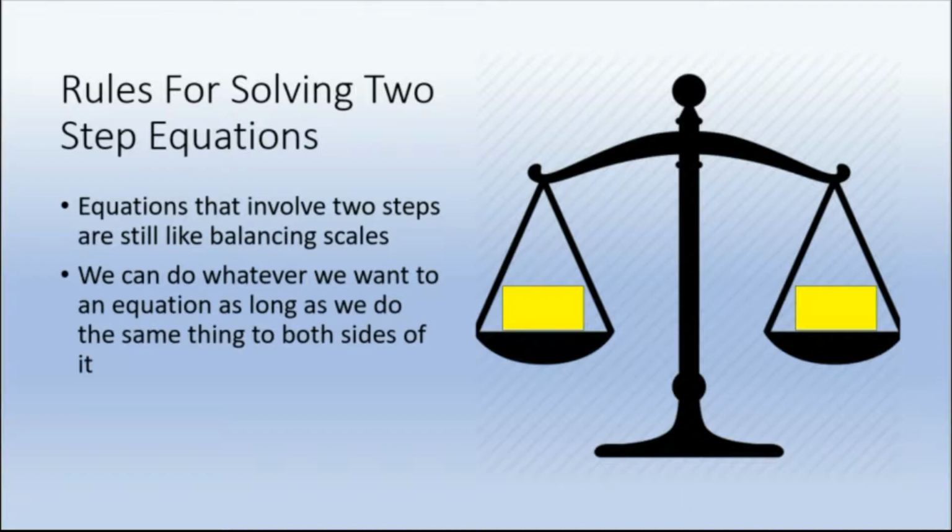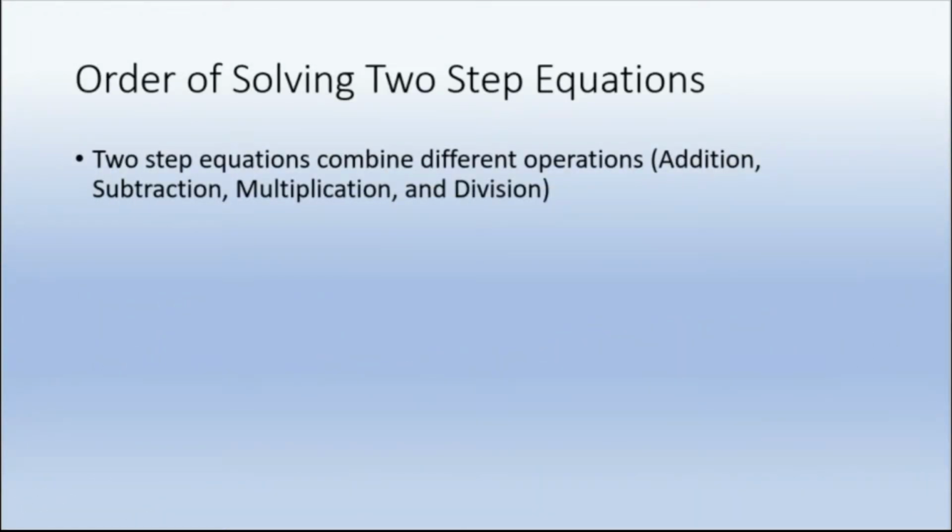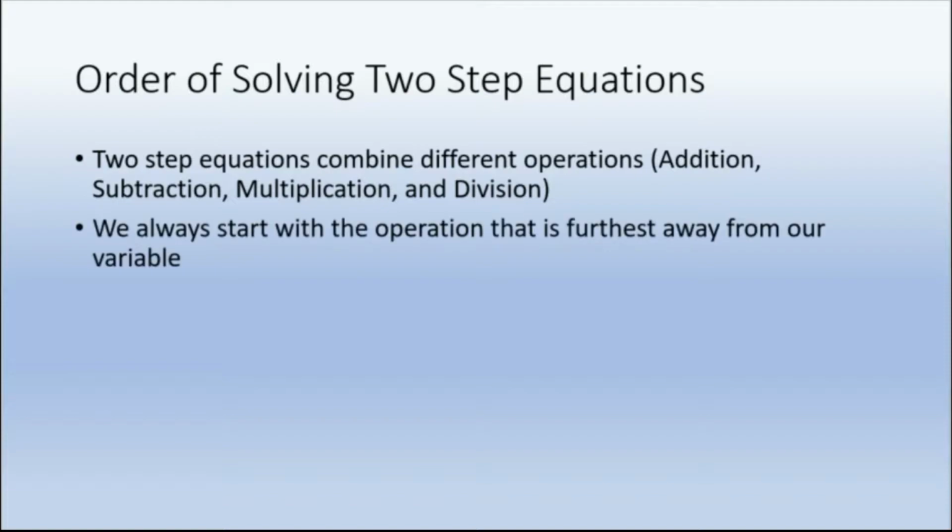However, with our two-step equations, we need to have an order to do our steps in because we're going to have more than one step to do and we've got to know what to do first. So let's take a look at that. In solving two-step equations, there will always be a combination of addition and subtraction with multiplication and division. When we're choosing where to start, we always need to start with the operation that is furthest away from our variable. Then we'll work from the outside in until we're left with only our variable. So let's try some of these two-step equations.